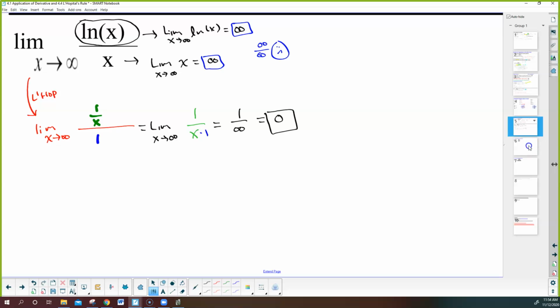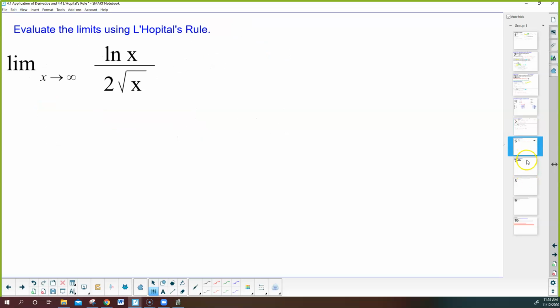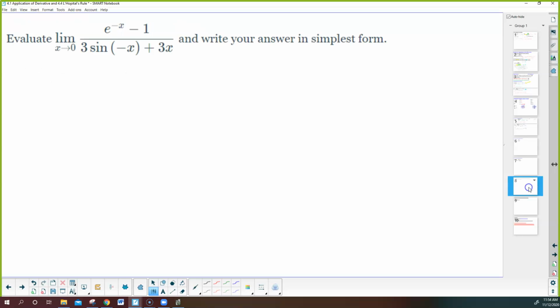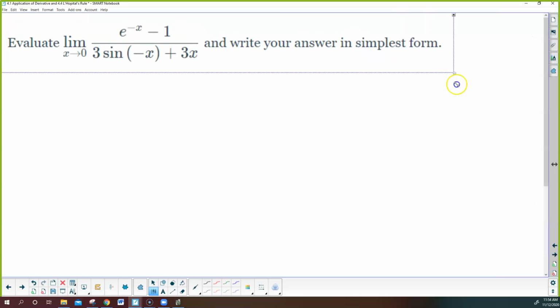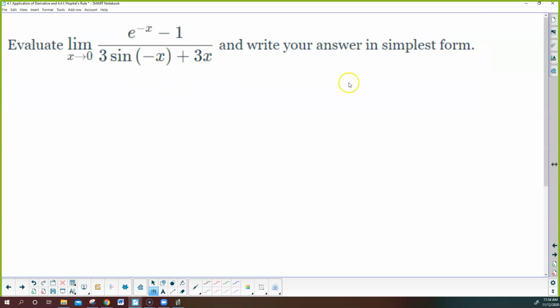So I want to just double check this quick. I want to do this one for sure, because this is kind of what your homework's going to look like. Notice the problem is a lot more confusing. Okay? It isn't as nice. So our goal is to evaluate the limit and write your answer in simplest form.